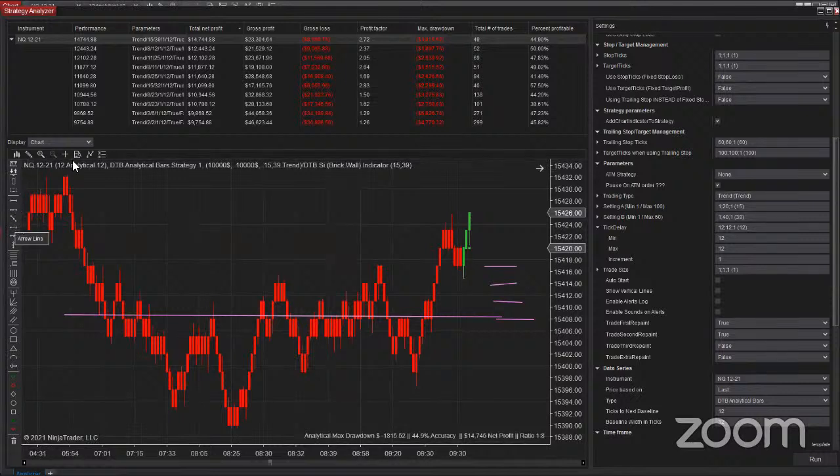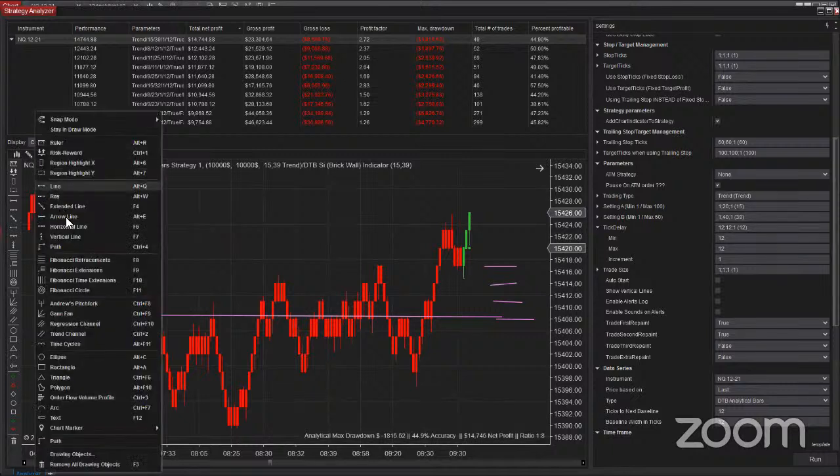How do I draw an arrow? Let me just see. Arrow. What's the shortcut for the arrow? Let me see. Arrow quickly. I don't want to keep going to it.